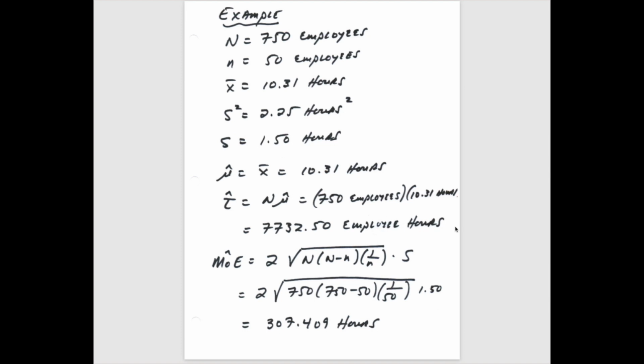Now, the approximate 95% margin of error associated with tau hat is 2 times the estimated standard error, all right, which is given by this formula here.